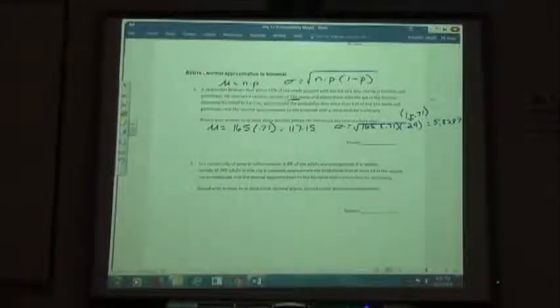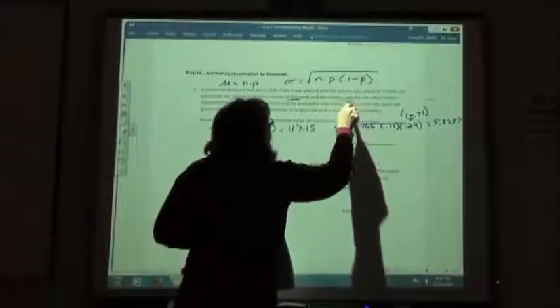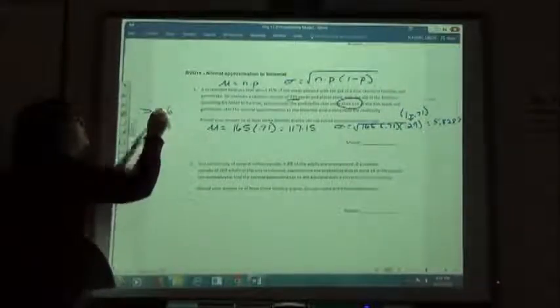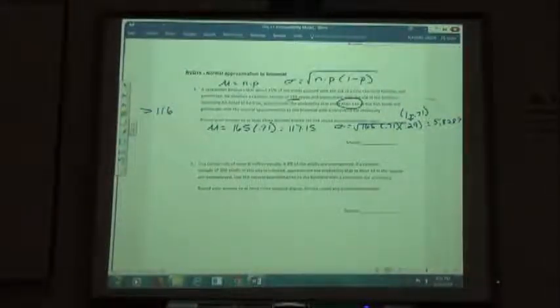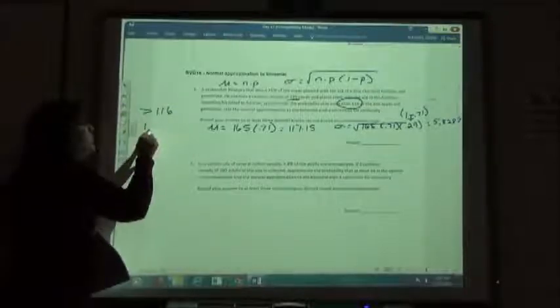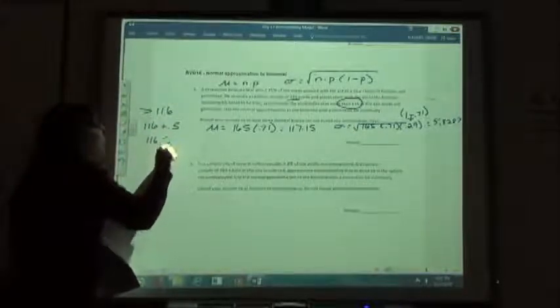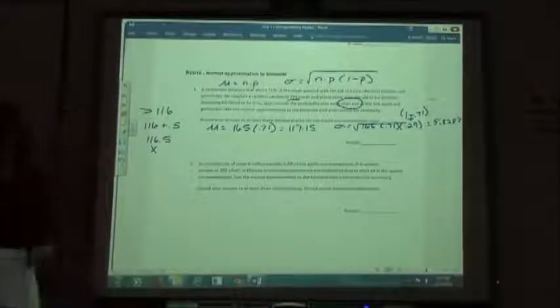So, what we have to do is our correction. We want to find more than 116. So I want to do greater than 116. So in the table from your notes, if you're going to do a greater than, you have to add 0.5 to it, right? See where that is? So I'm going to do 116 plus 0.5. 116.5 is going to be my x value.